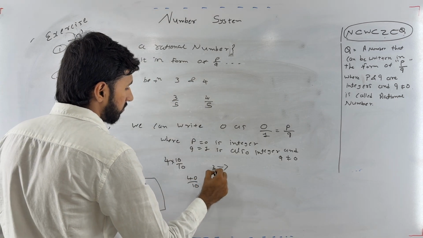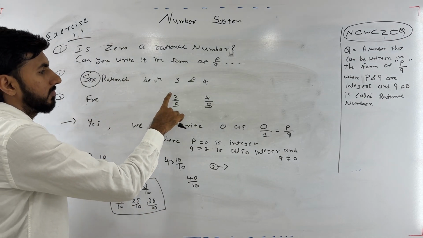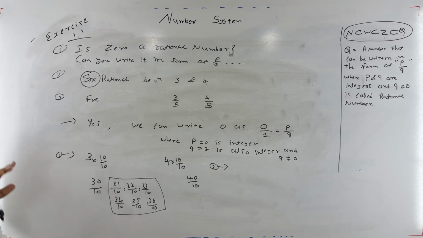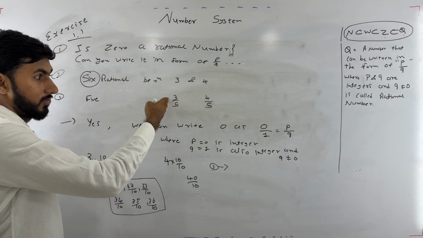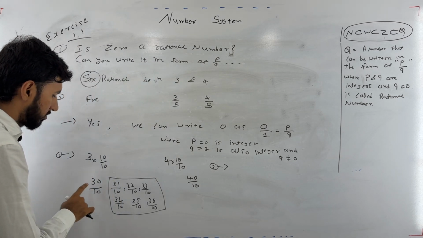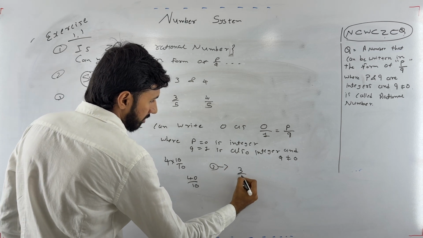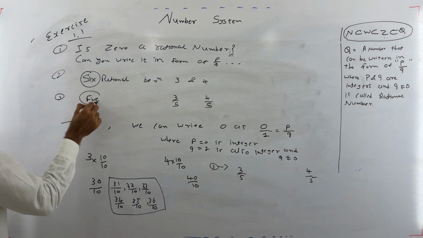Now here comes our third question, and that is, write 5 rational numbers between 3/5 and 4/5. Here come 3/5 and 4/5, fraction numbers. We don't need to be afraid, right? Just write 3/5 and 4/5.